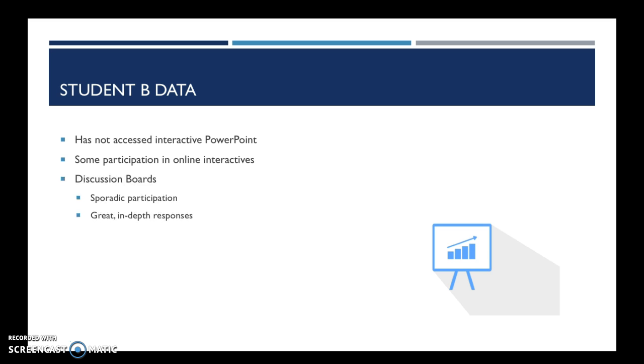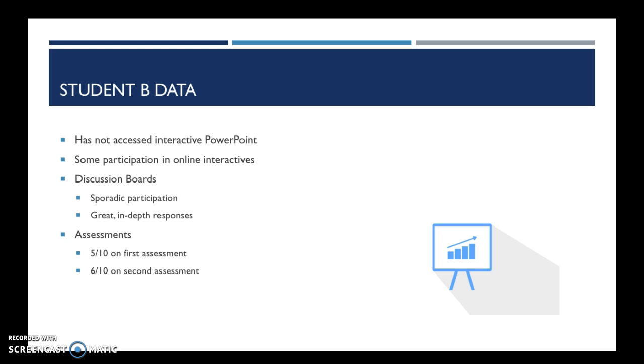Here is Student B's data. This student has not accessed the PowerPoint and therefore has not practiced with the material. They have participated in some of the online interactives. Looking at the discussion boards, their responses have been sporadic. However, when they respond, their insights are surprisingly fantastic. Finally, their assessments have been less than stellar. For the first assessment, they received 5 out of 10, and on the second assessment, they received 6 out of 10.